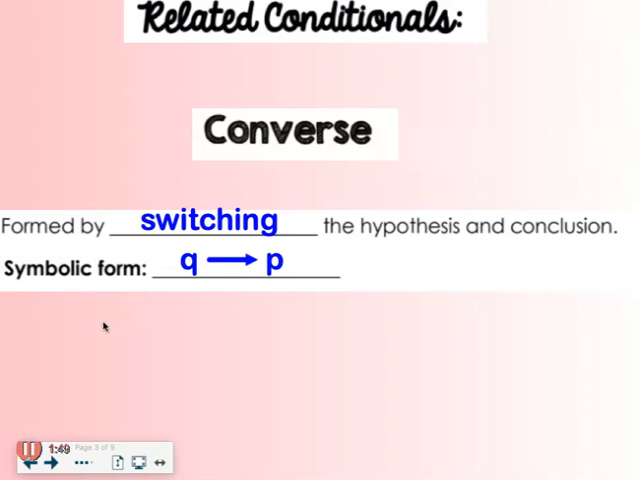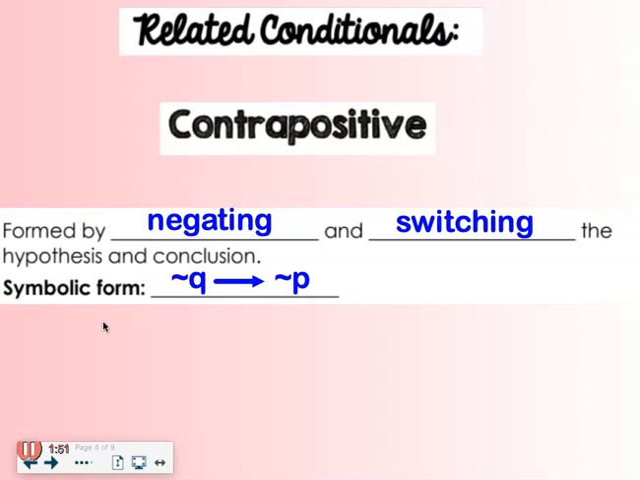And the last one is the contrapositive, and that's when we do both. We negate them and we switch the order. So not Q implies not P.